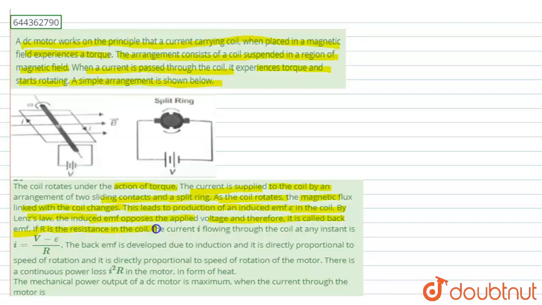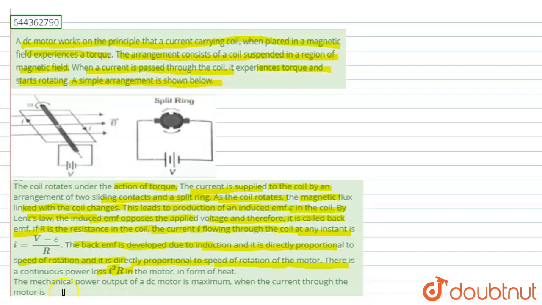If R is the resistance of the coil, the current I flowing through the coil at any instant is given by I equals (V minus E) divided by R, where V is the applied voltage and E is the back EMF. The back EMF is developed due to induction, and it is directly proportional to the speed of rotation of the motor. There is a continuous power loss of I squared R in the motor in the form of heat. So this is about the DC motor.